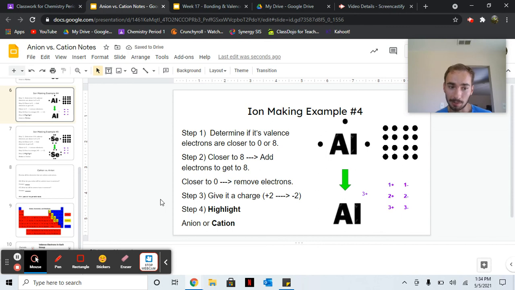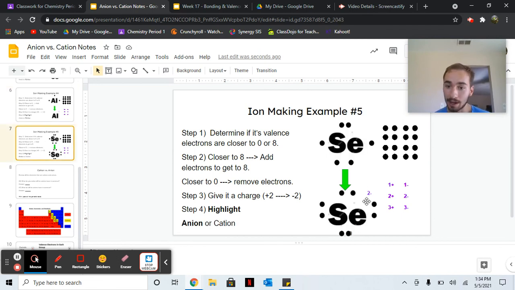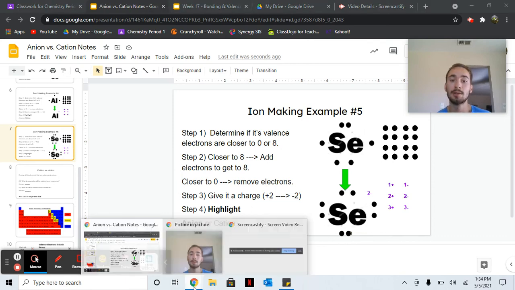That's how you do these problems. Figure out the valence electrons. If closer to 0, remove them, and for every one you remove, it's a plus. If it's closer to 8, you add them, and for every electron you add, it's a minus because electrons are negative.